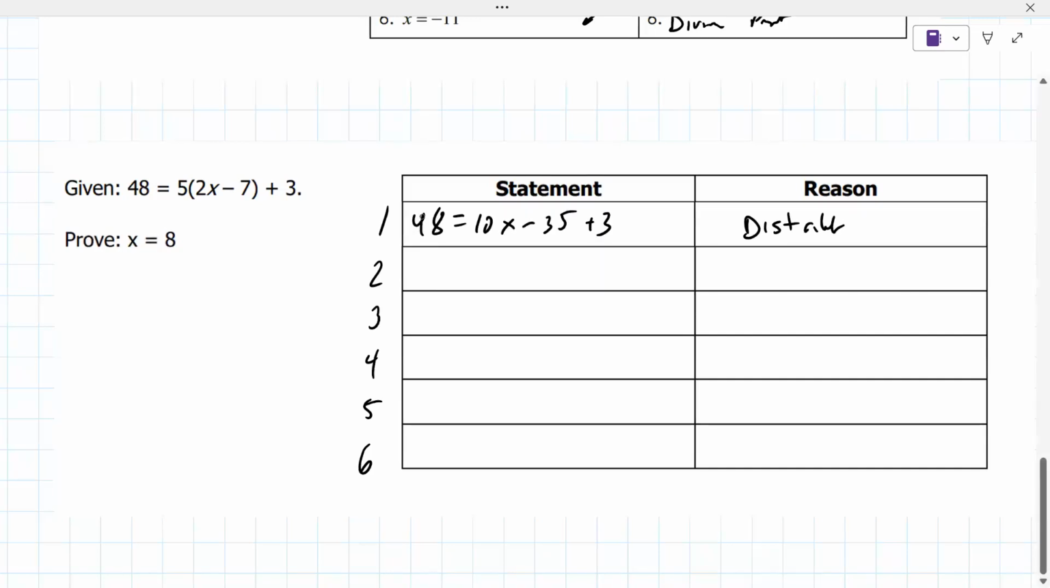The next one is addition, and then it's 48 plus 32... sorry, 80. Well, you're doing too many steps. So the next thing would be to combine like terms or simplify. Sometimes just simplify. It would be 48 equals 10x minus 32. Like that.